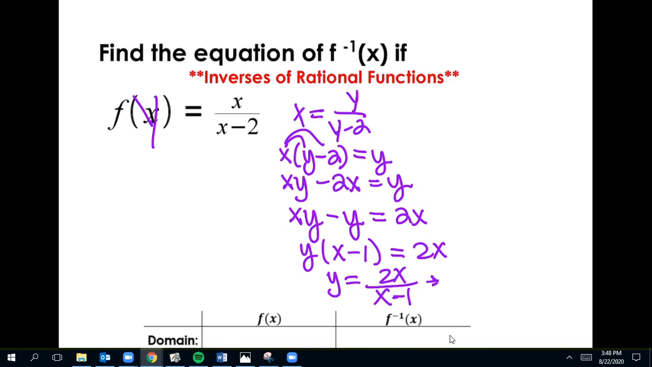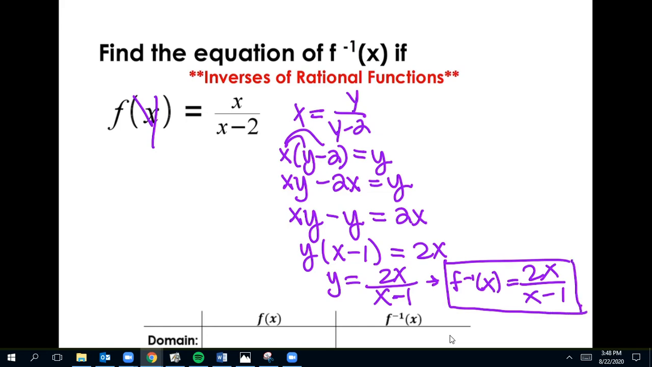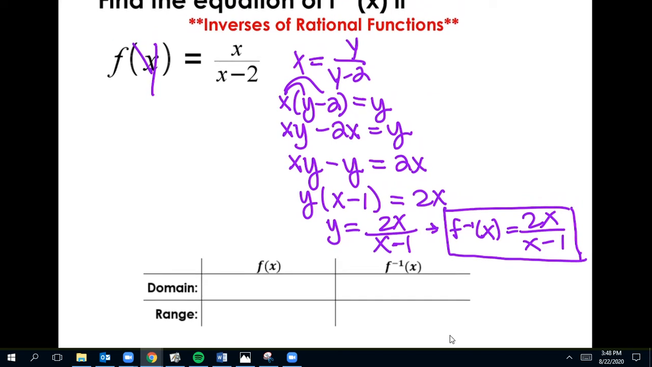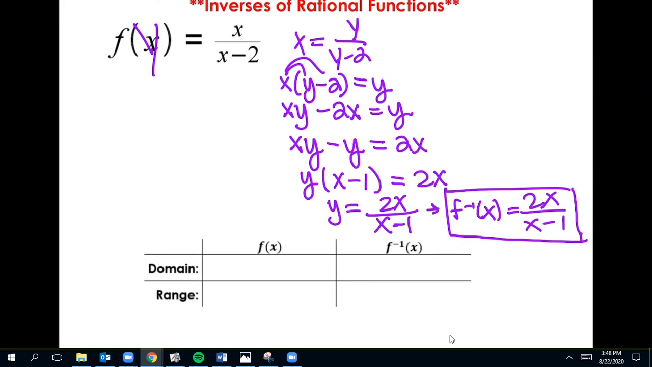And so again, I can rewrite this as a proper inverse so that I get full credit. All right, now let's go back and think about domain and range of all the original and the inverse function.